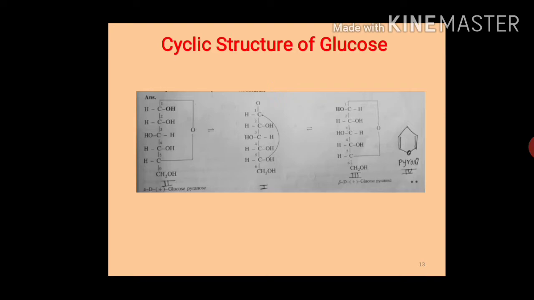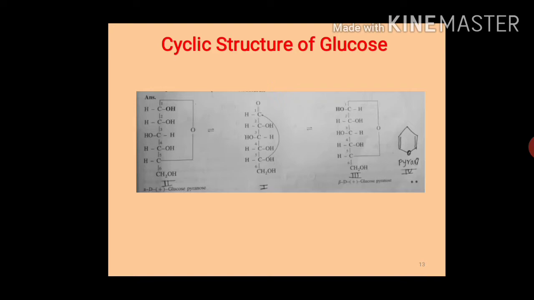Carbon 1 associated with carbon 5 through oxygen bond is going to form two different structures which are in equilibrium. One is structure second, that is alpha D glucopyranose, and another structure third, that is beta D glucopyranose. The ring of the cyclic structure of glucose contains 5 carbons and 1 oxygen.